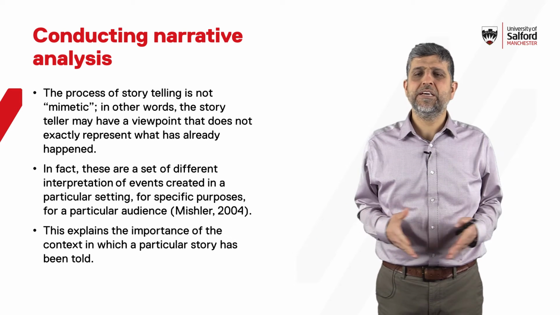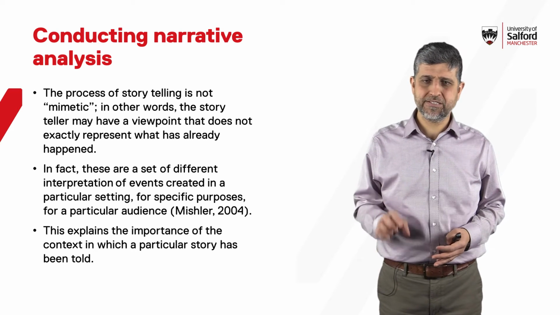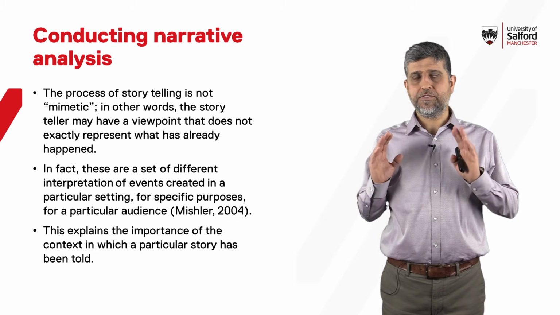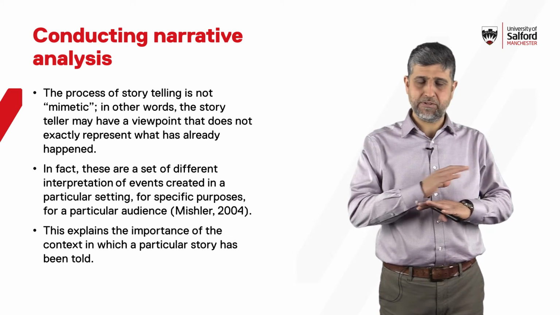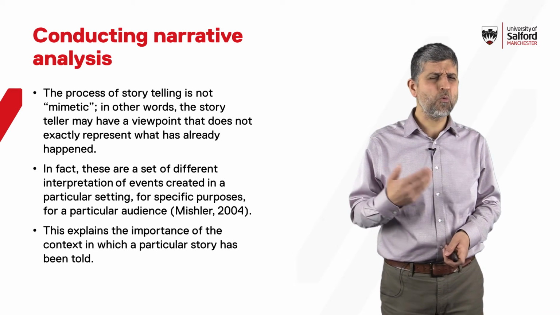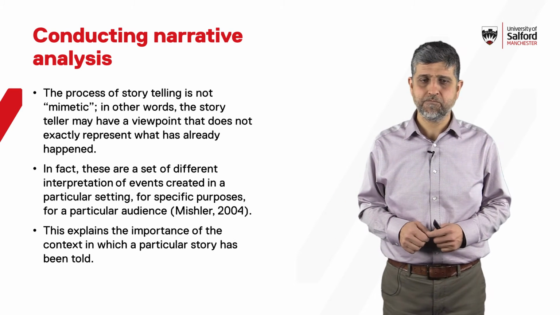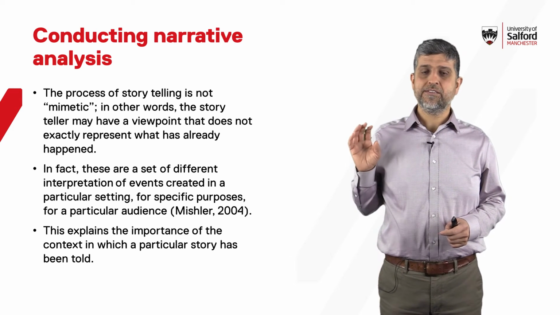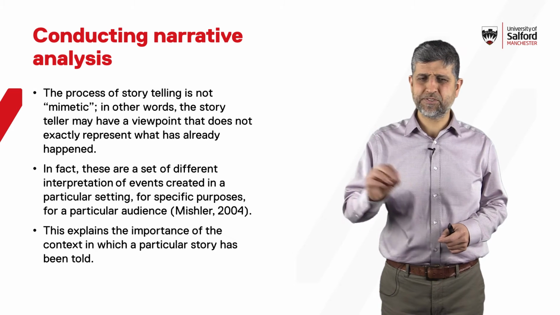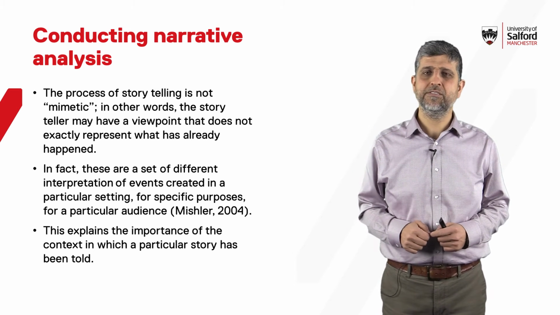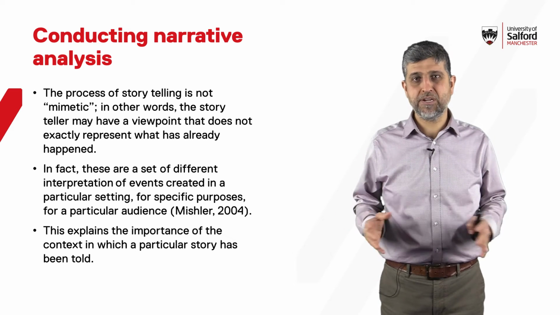The process of storytelling is not mimetic. In other words, the storyteller may have a viewpoint that doesn't exactly represent what has already happened. So as we said before, there could be variations between what has happened and what has been told. And this variation could be as minor as you could ignore it, or as major as a big mismatch between what has been told and what actually happened. In fact, these are a set of different interpretations of events created in a particular setting for specific purposes, for a particular audience, as Mishler said in 2004. This explains again the importance of the context in which a particular narrative has been told.